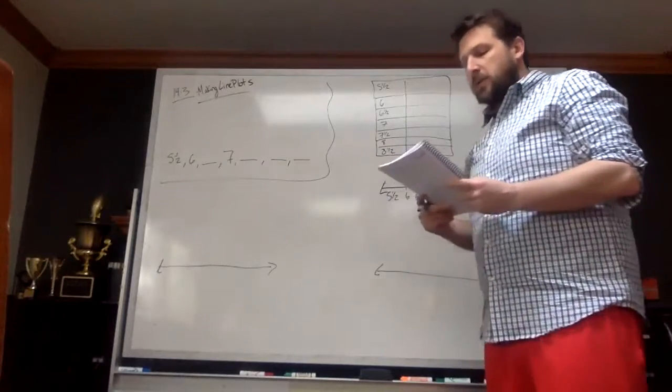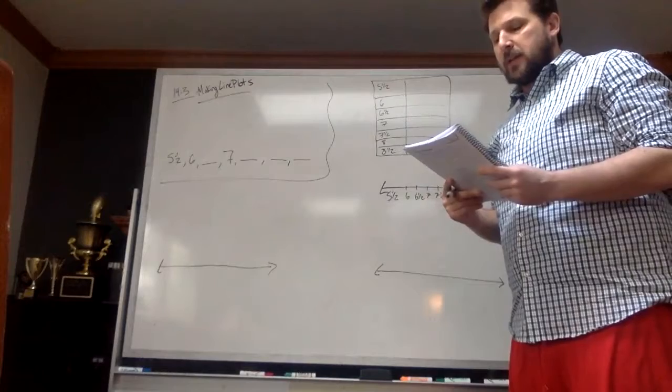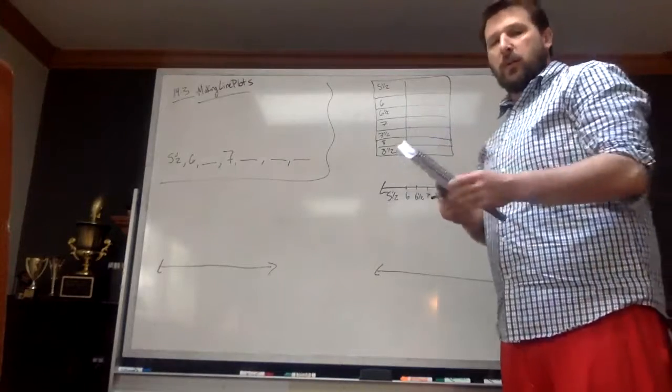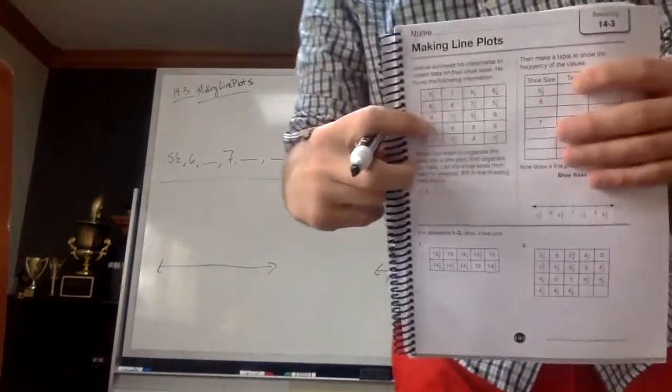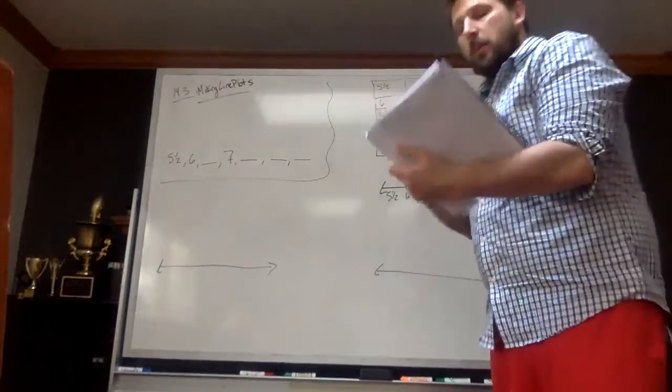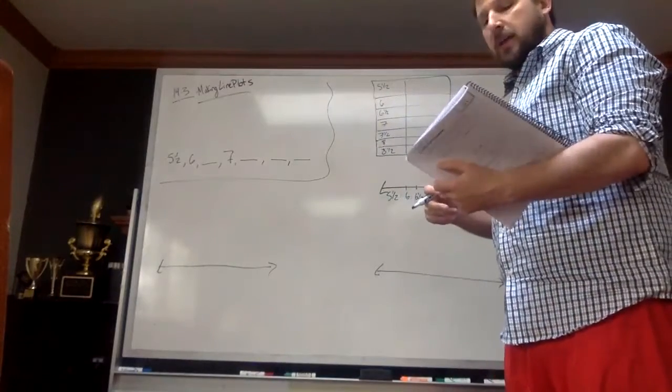The first one says Joshua surveyed his classmates to collect data on their shoe size. He found the following information. We have a large grid with all that information. I didn't write it up there, but that's what we're looking at. We're going to use that information to create a line plot.